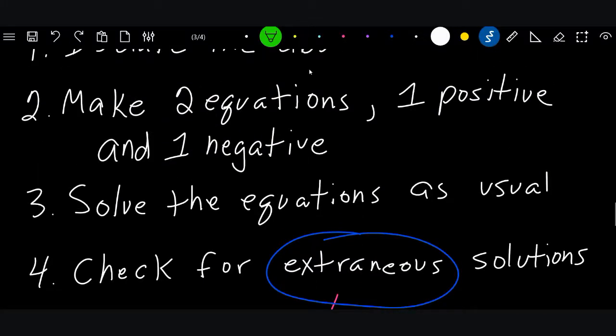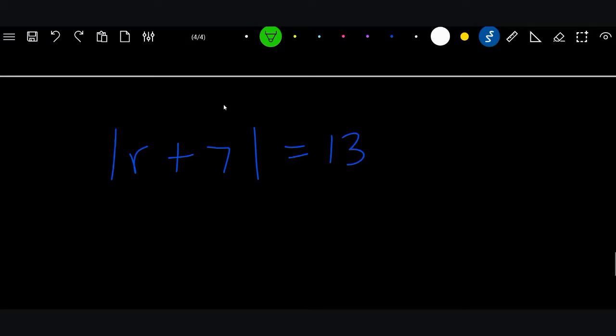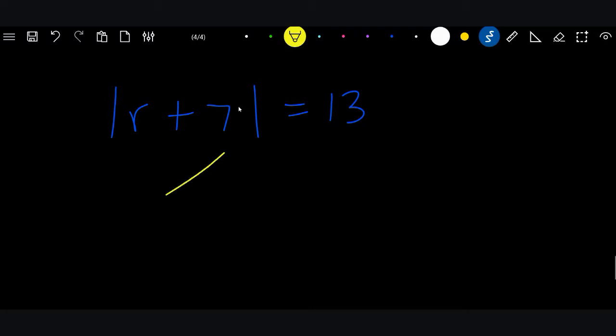Number 2, make 2 equations, one positive and one negative. I told you I was going to explain this in a minute, so here's the explanation. Why do we make 2 equations? Well, because absolute value, remember, if we have absolute value of negative 5, what does that mean? That equals positive 5. So, in other words, this r could theoretically be negative 5. That could be an answer. And if it is a negative 5, then we would have to solve inside of it and figure it out. So, in other words, it could be positive, it could be negative.